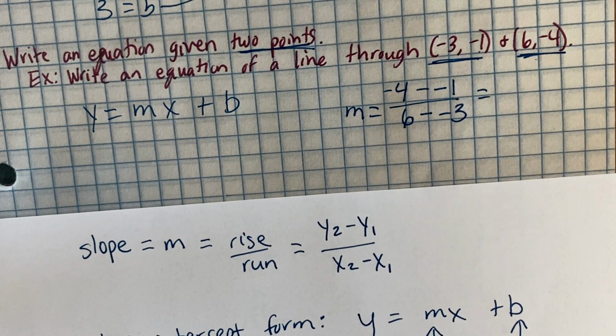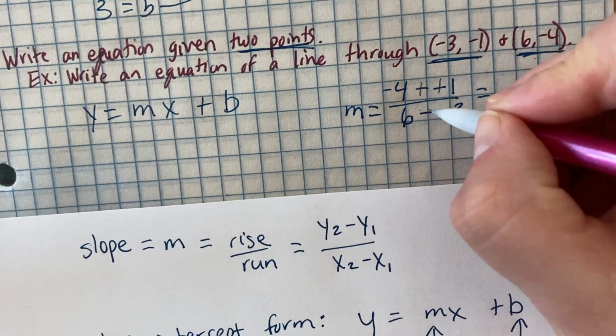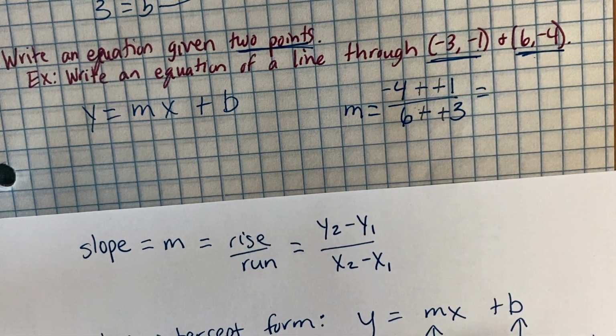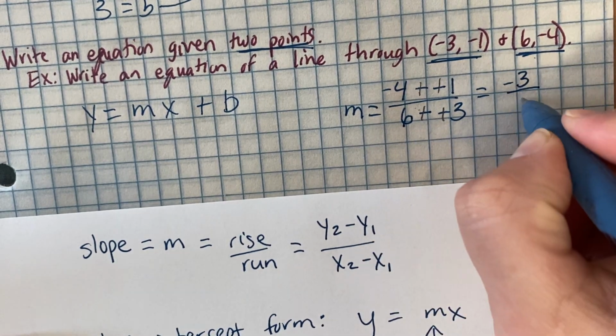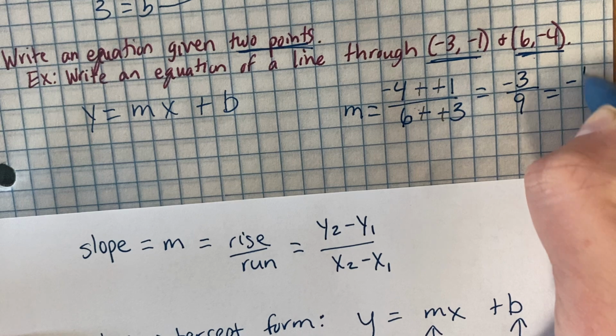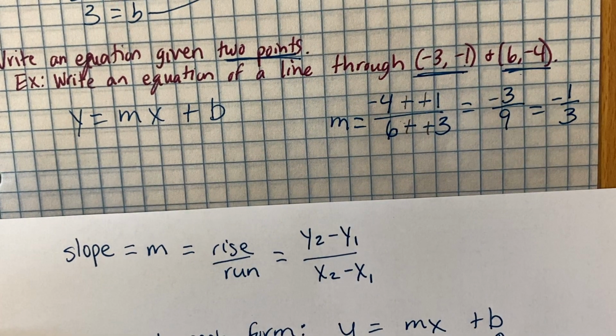Remember here, I'll use my pencil to show you the difference. I'm going to make this a plus here and a plus here. I don't want to subtract those negatives, so I'll have a -3 over 9, or -1/3 as my m.